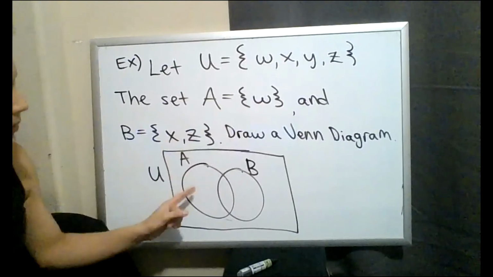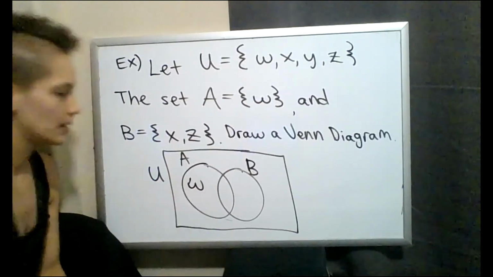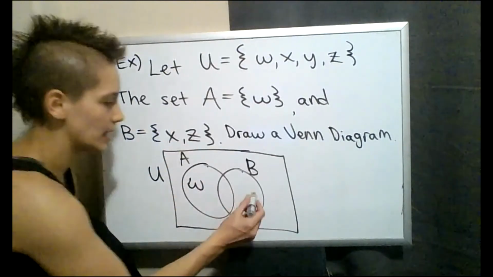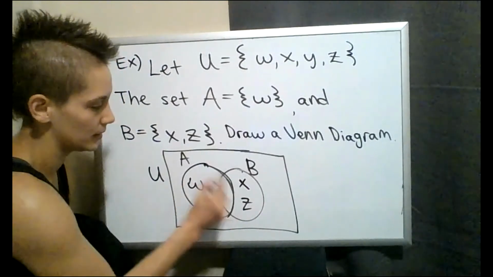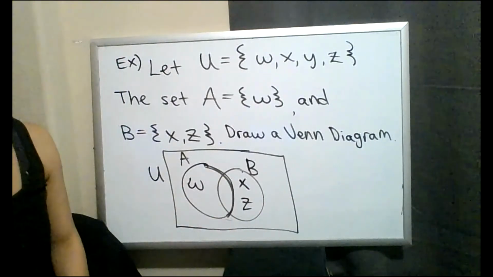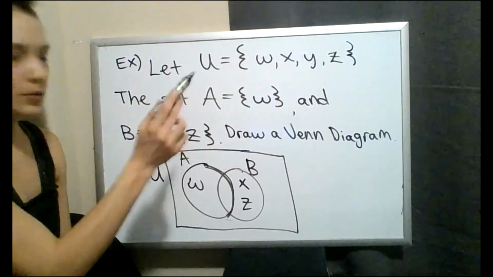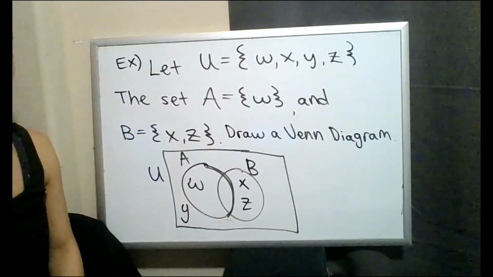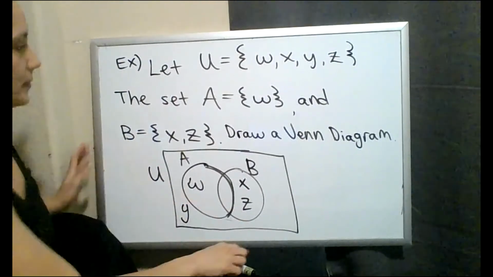We put W in set A, but outside of B. B contains X and Z, but A does not. So you need X and Z in that set, but outside of this one. Don't forget about Y. There's W, X, Y, somewhere like here, and then Z. Okay, let's get A intersect B.